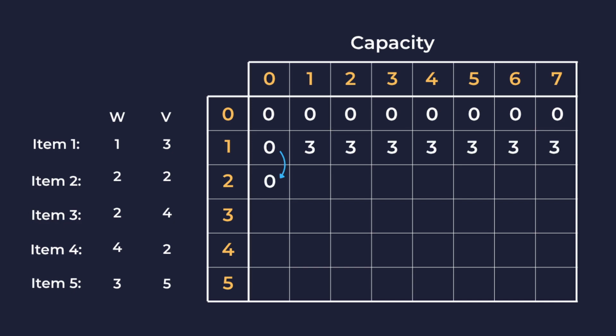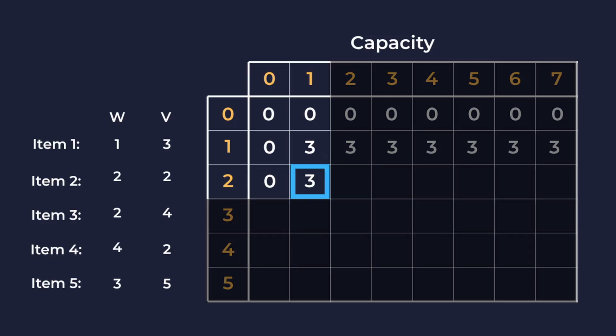Item 2 won't fit in capacity 0, so we take the value from above to keep the current best value. For capacity 1, item 2 still won't fit, so we keep the current value. Let me pause here for a quick explanation. Why do we get the value from above? Because the cell above represents the current best value for the capacity. For example, our current location represents the case when we have 2 items available and knapsack capacity is 1. The best combination is still just taking item 1.